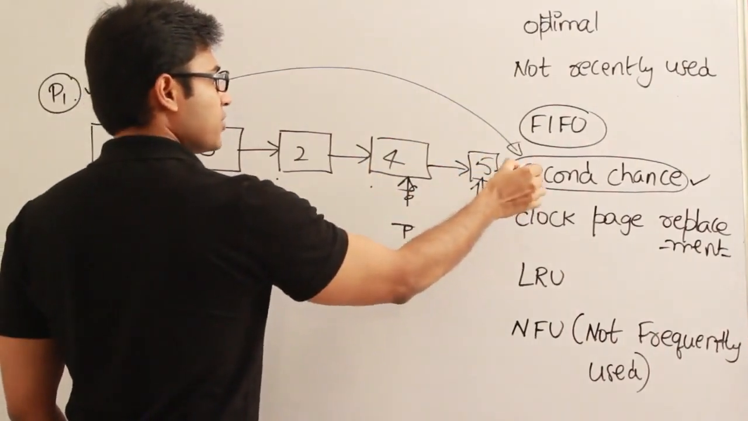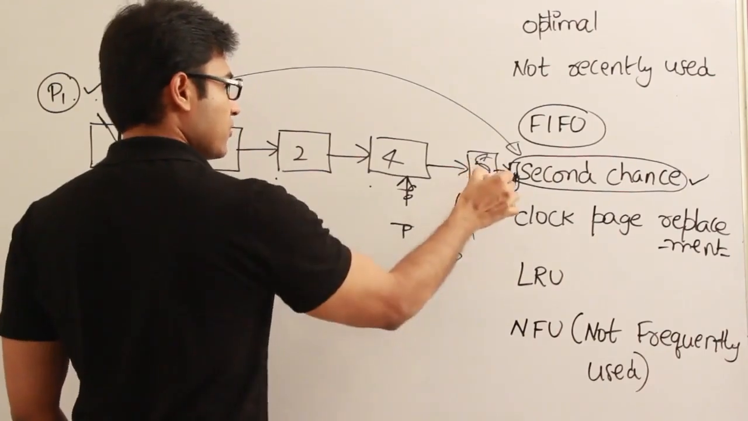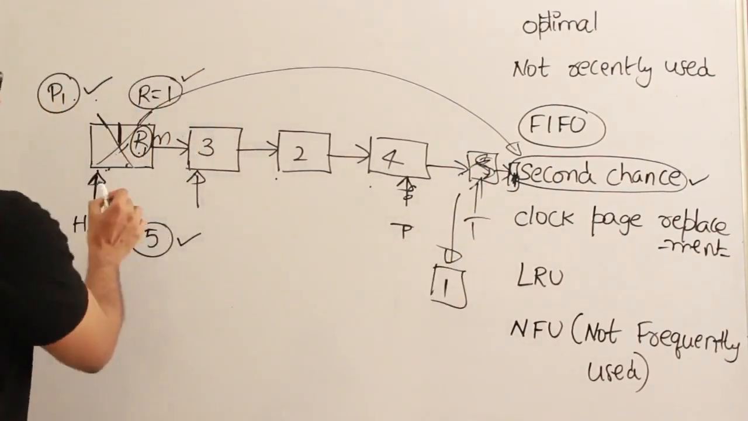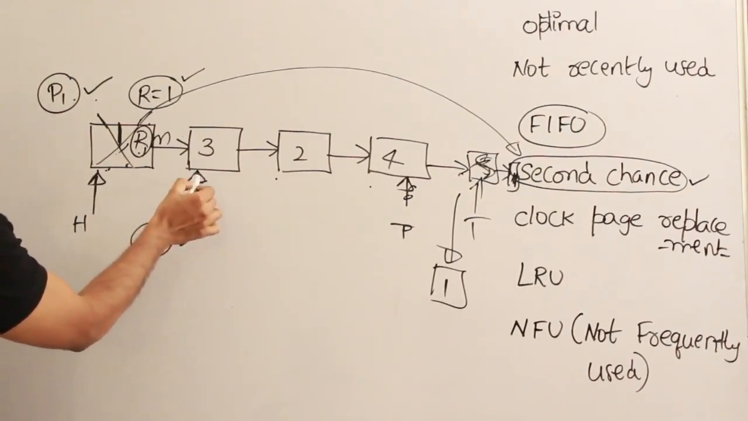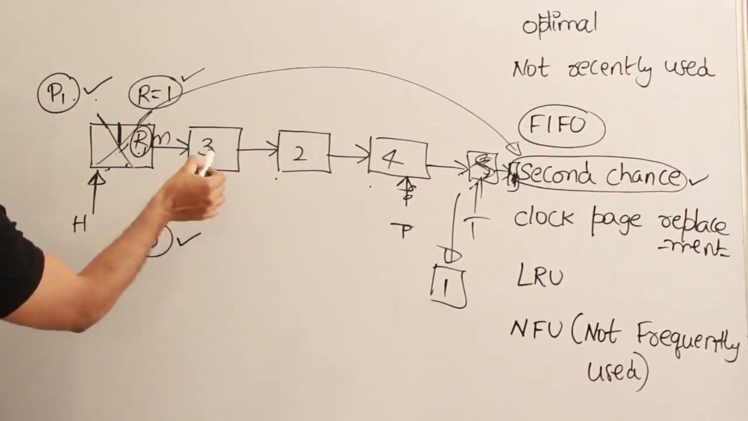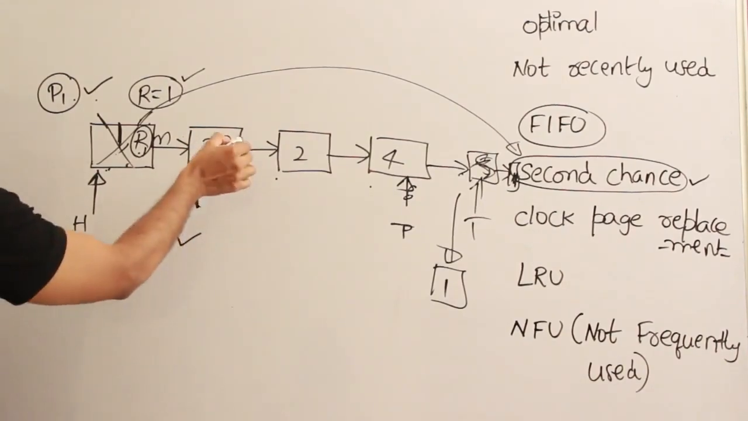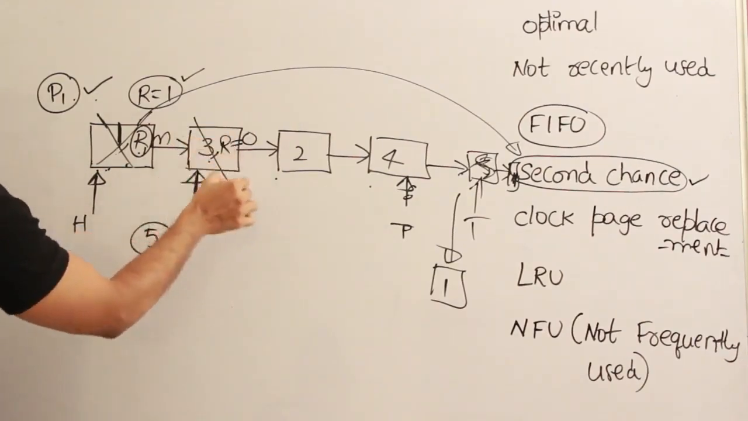For some time you just put it at the back, give it one more chance, which means instead of 5 here, 1 will be here. And then it will consider the next one to be a candidate for replacement. Again for the next one, it will check the reference bit, and in case this one has reference bit equal to 0, then it will replace 3, not 1.